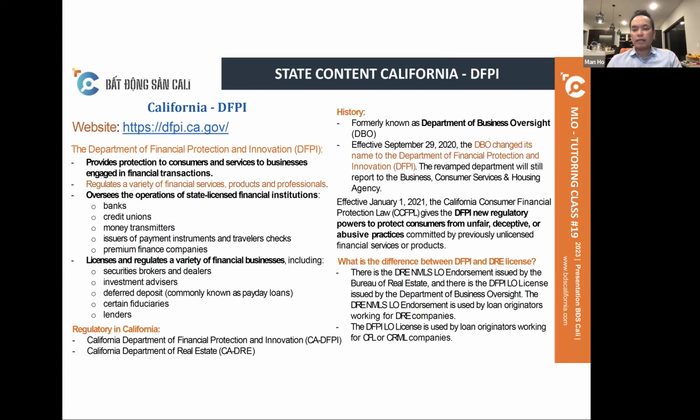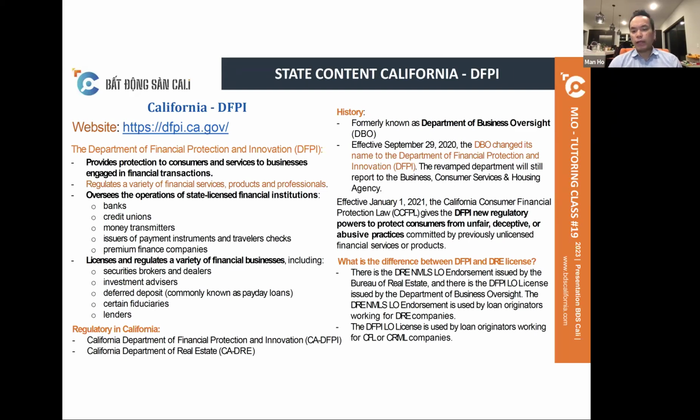So pretty much, this is like TRID. This is like RESPA. This is like ECOA and all that. But this is a law from California that monitors unfair, deceptive, or abusive practices, which is called CCFPL, California Consumer Financial Protection Law.